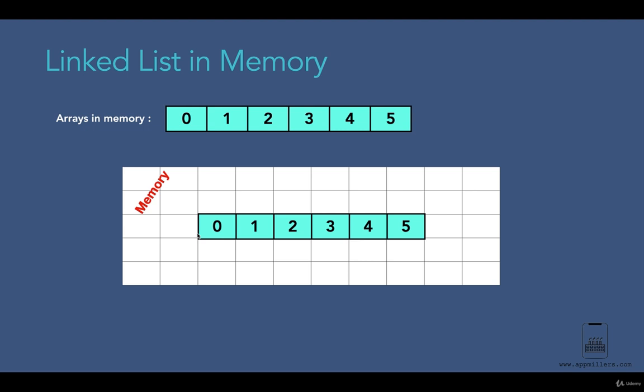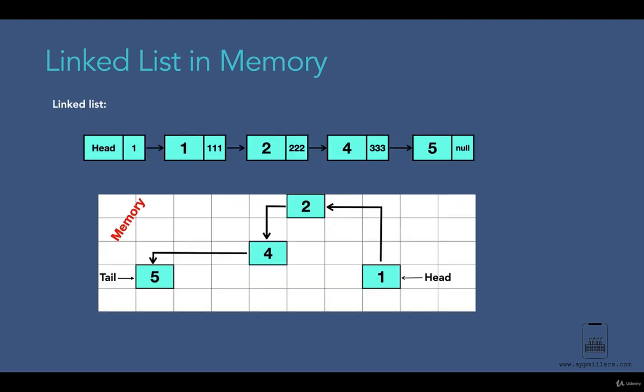Okay, let's see how the linked list is represented in memory. Here we have a linked list in which we have 4 nodes. The first node is 1 and the second node is 2, which is referenced by 1, and the third node is 4, which is referenced by 2, and the fourth node is 5, which is referenced by 4. If you look at how they are located in memory, we can easily see that these nodes are not located contiguously. Here the first node is referenced by head and the last node is referenced by tail.